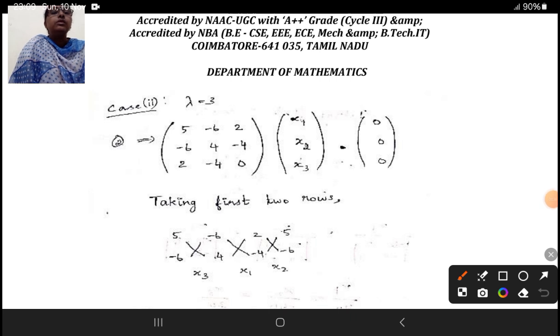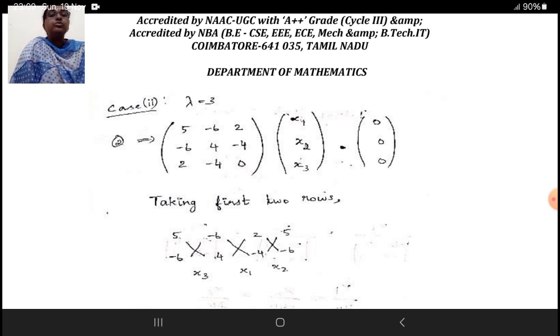Here, if we substitute lambda equal to 3, in the diagonalized matrix the values 5, 4, 0 alone will change. So we got three different equations. We can choose any two rows. From these, I am choosing the first two rows: 5, minus 6, minus 6 and 4, 2, minus 4.